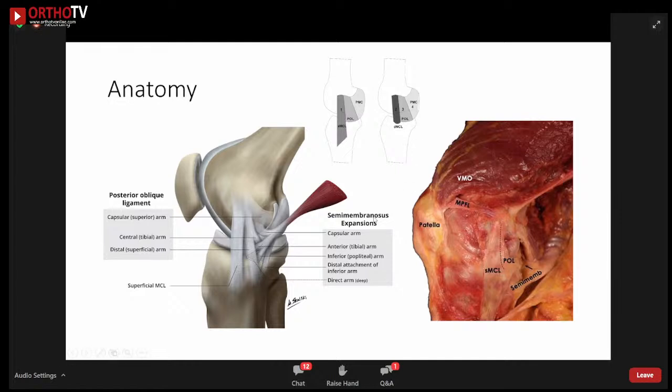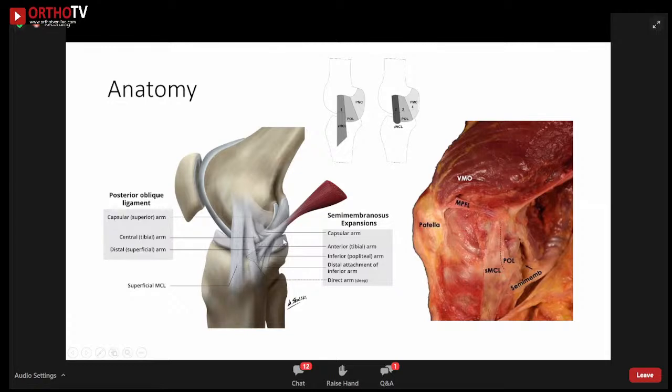On the medial side, the most important structure is the MCL. The medial collateral ligament has a superficial and a deep part. The deep part is something that we would resect in most cases. The superficial part is a big structure, and I'll show it in the next slide; it is one of the most important structures that you need to be careful about and protect. Just behind the MCL we have the posterior oblique ligament, and just behind that you have the semimembranosus expansion. All this fuses with the posterior capsule, and just behind the posterior capsule you have the PCL and the popliteus.